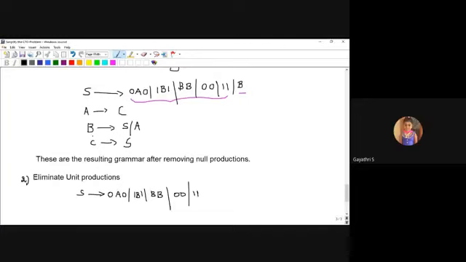So in the place of B, I will choose S productions: 0A0, 1B1, BB, 00, 11. If I write it again, it would be written as 0A0, 1B1 again, which is repeated. So I will eliminate this repeated one because these are already added. Okay, so this is the S production.